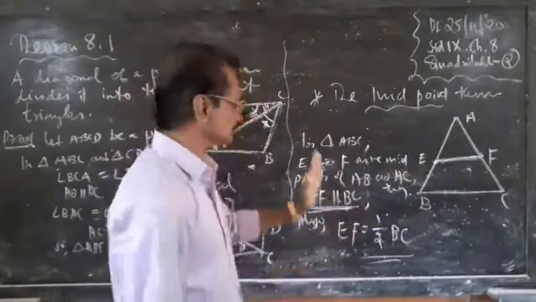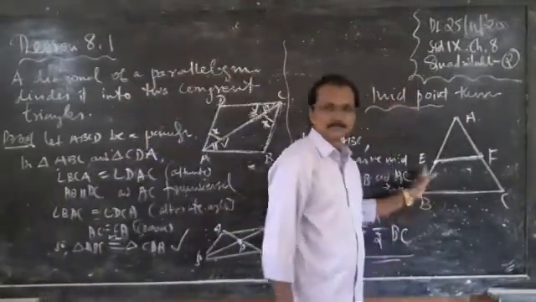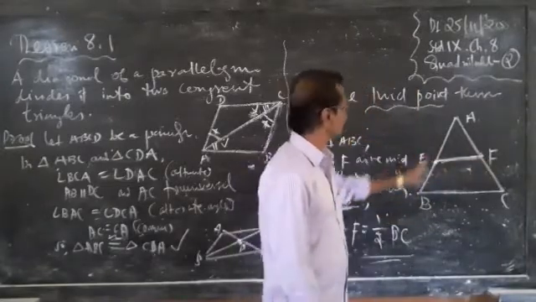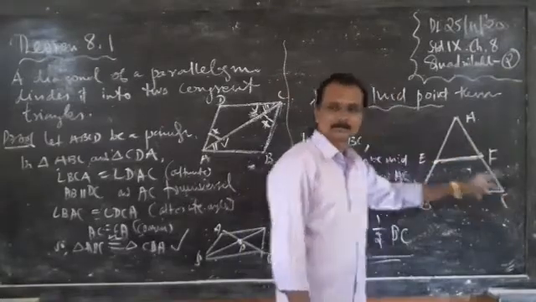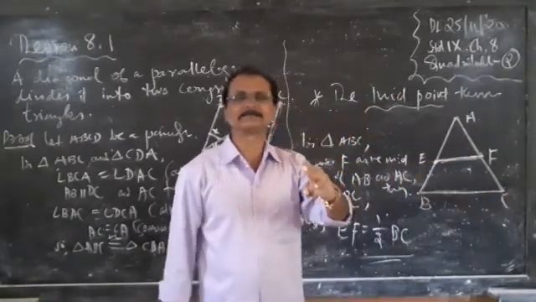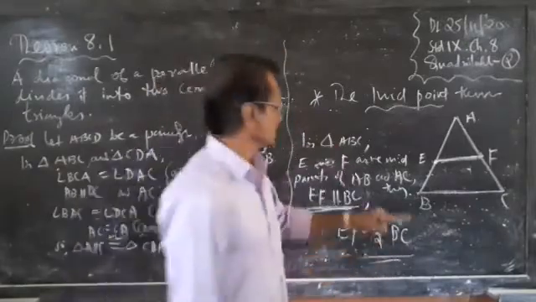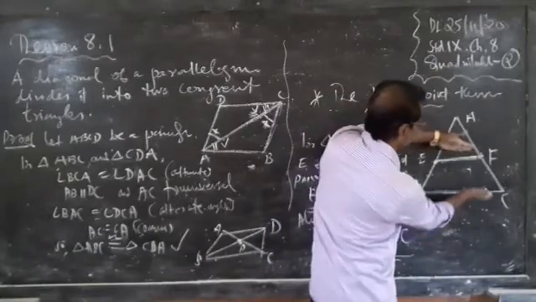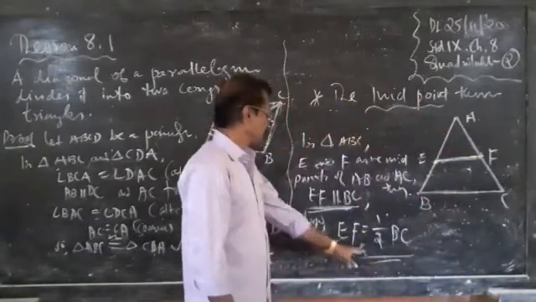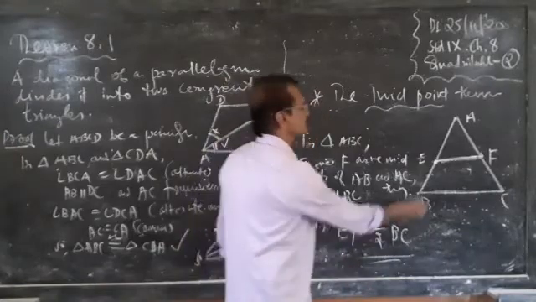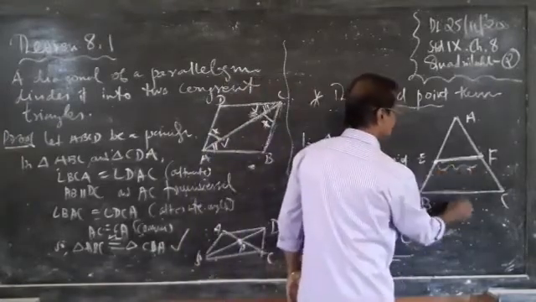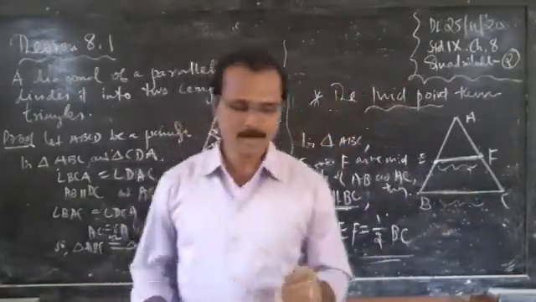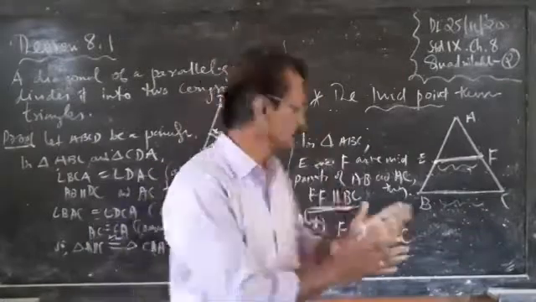Midpoint theorem, I repeat. Triangle ABC, E and F are the midpoints of the sides AB and AC. Two results are there. In such a situation, EF is parallel to BC. ये दोनों parallel होगा. At the same time, the measurement of EF is equal to half of BC. ये जो EF का measurement है, वो BC के measurement का half होगा. EF equals half of BC. So this much you have to complete.